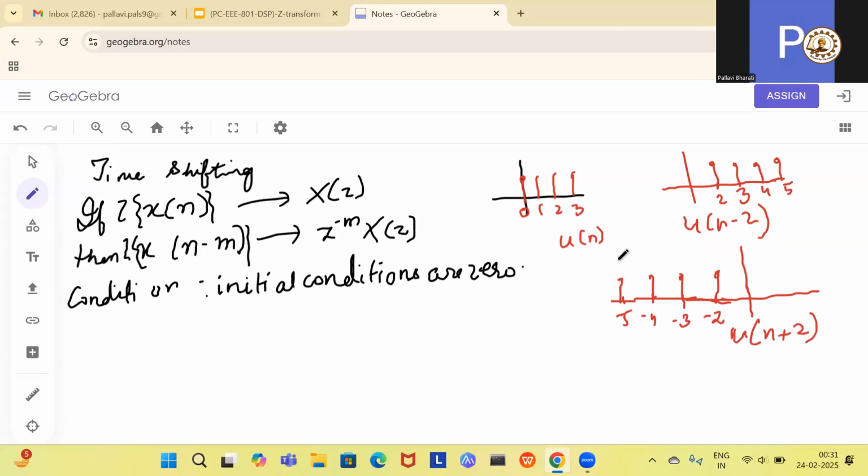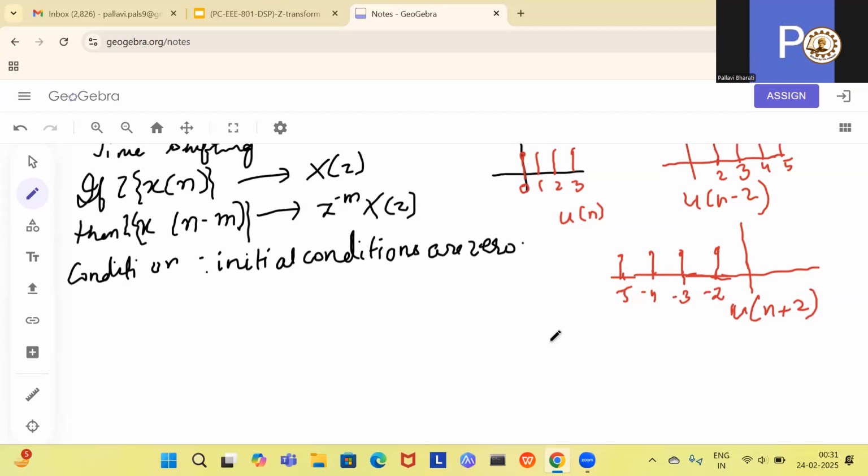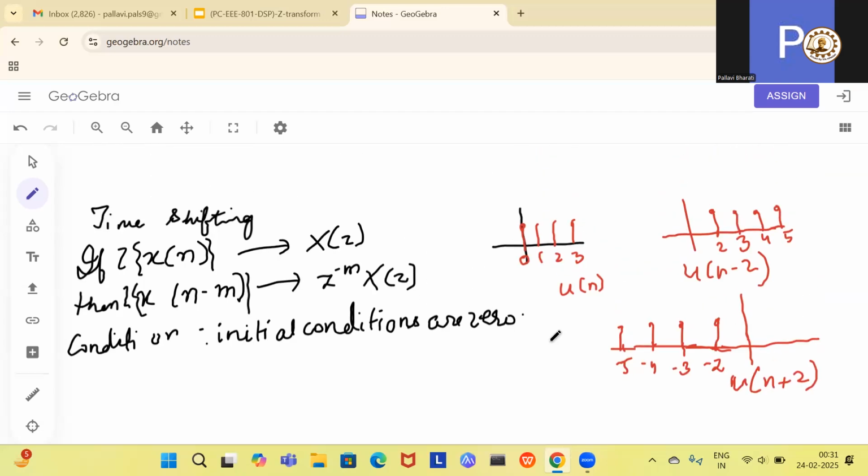So, how we are going to get the property, z to the power minus m X(z), that we will show you. Just see over here. Have you understood this portion? I hope you have understood. u[n minus 2], you have shifted it towards the right. You have shifted this one towards the left.